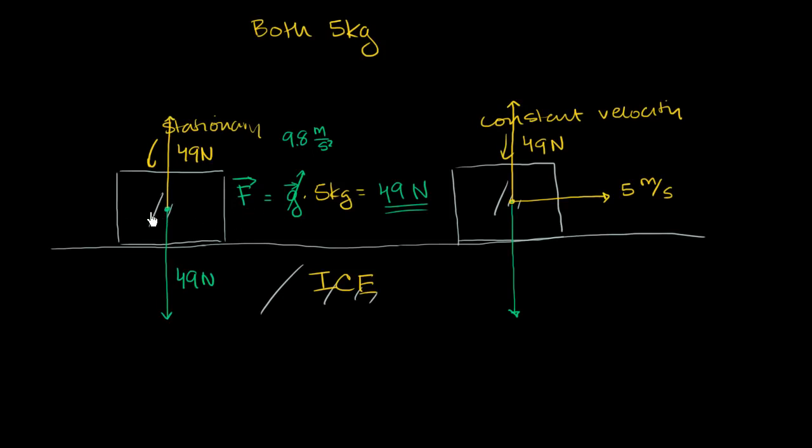This guy has a 0 velocity in the horizontal direction. This guy has a constant velocity in the horizontal direction. And neither of them are accelerating in the vertical direction, because you have the force of the ice on the block, the ice supporting the block, that's completely counteracting gravity. And this force in this example is called the normal force. It's 49 newtons upwards. This right here is the normal force.